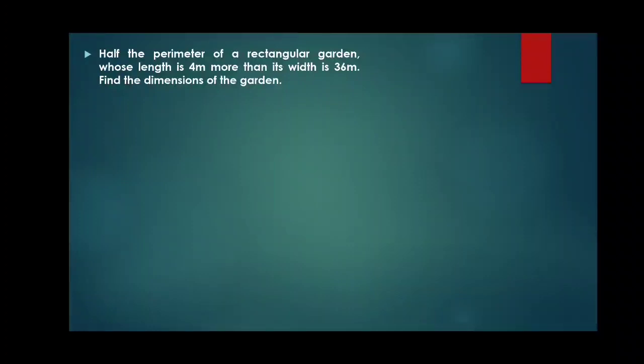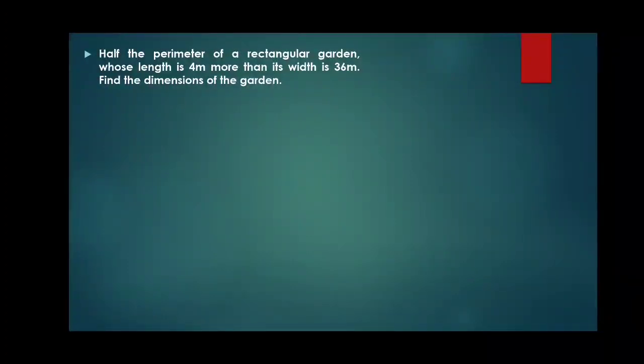That means half of the perimeter is 36 meter and the length of the rectangular garden is 4 more than the breadth of the garden. 4 more means if the breadth is x, then the length is x plus 4. That's what it says here. And half the perimeter, so p by 2, the perimeter of a rectangle is given by 2 times length plus breadth. So half of that is length plus breadth.